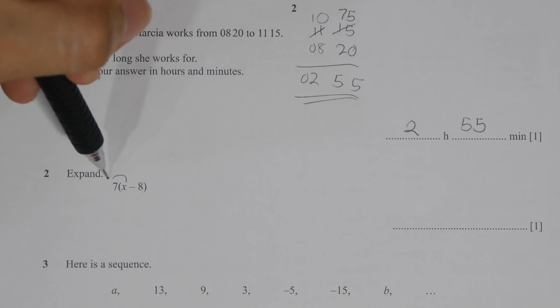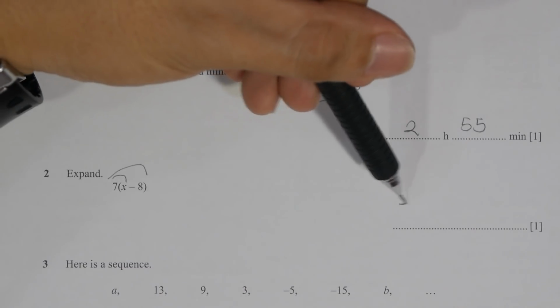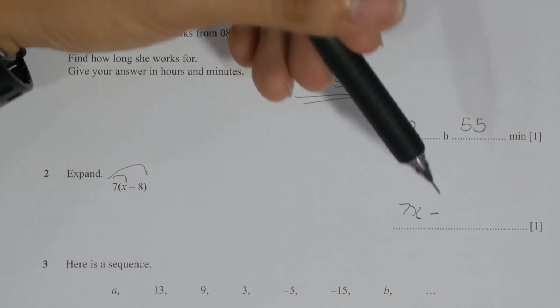Question 2, pretty straightforward. All you need to do is just multiply the 7 into x and negative 8.